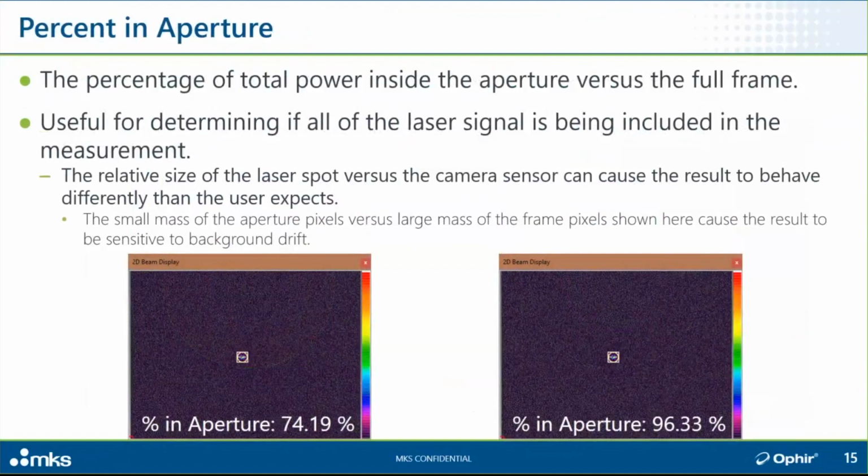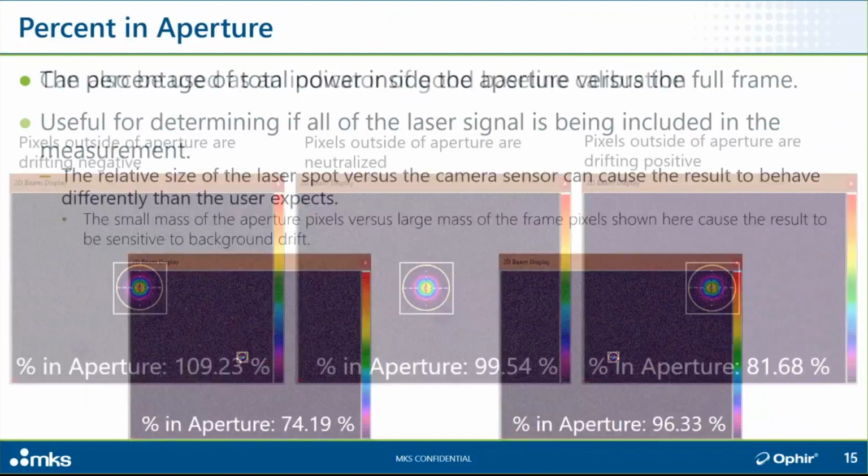Percent in aperture is simply the percentage of total power that is inside of the aperture versus the total power of the entire frame. And this is useful for determining if all of the laser signal is actually being included in your measurement. This can also be used to spot whether or not the background is drifting. As the background drifts, either positive or negative, you'll start getting fluctuations in the percent in aperture result. Ideally, you want near 100% in aperture.